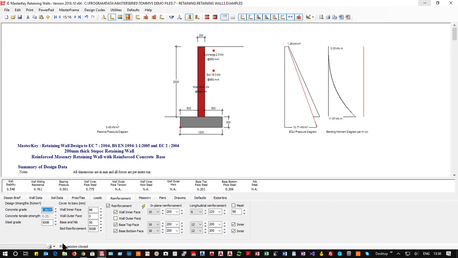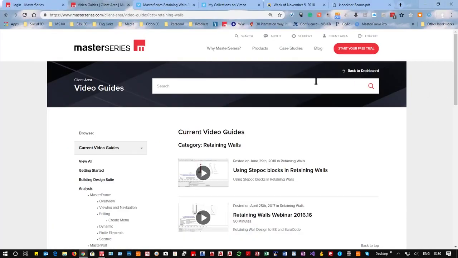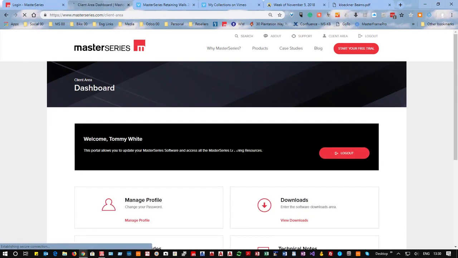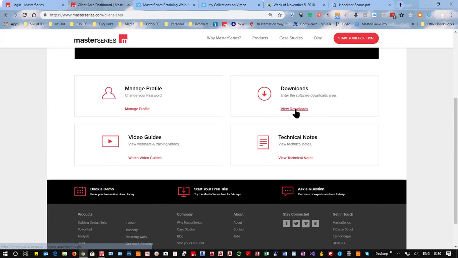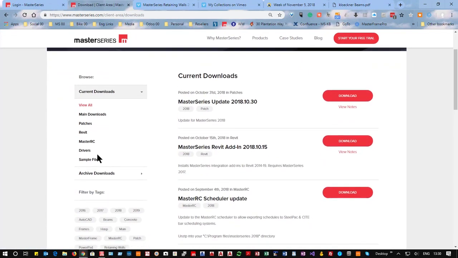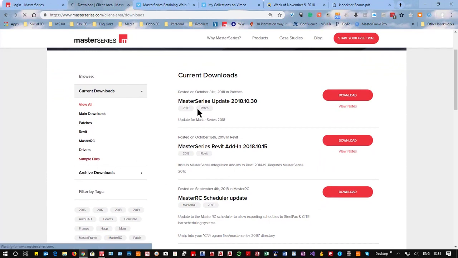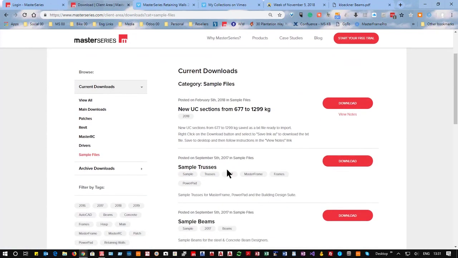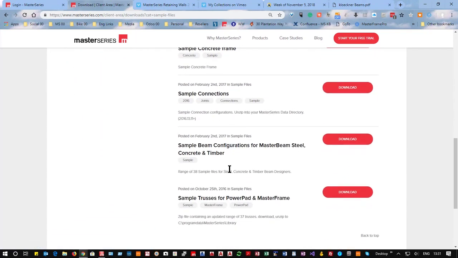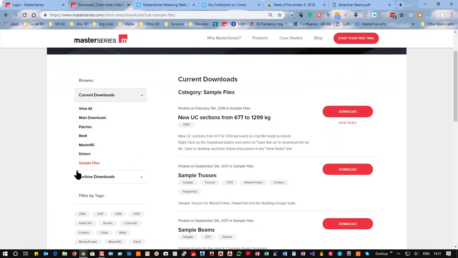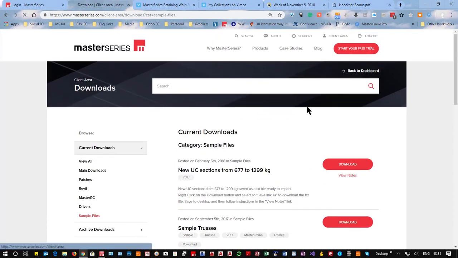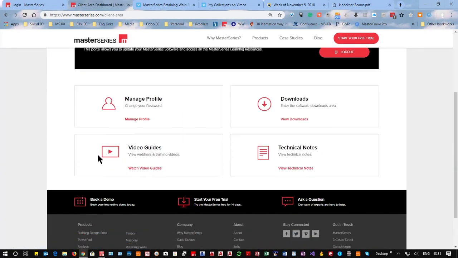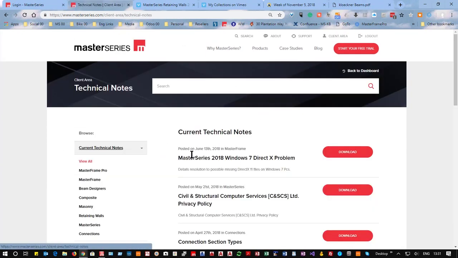We also have them on our website, and if I was to go to our website and go into the dashboard, there is, I'm not certain if it's in downloads, I think it is in downloads, sample files, trusses. It maybe isn't in sample files, it may be set as a technical note with a link on it. Let me just see. I can't remember. Hold on one second. Technical notes.